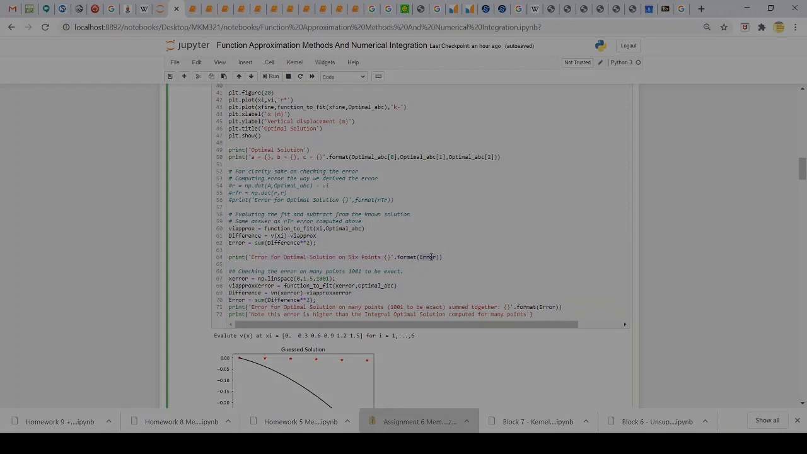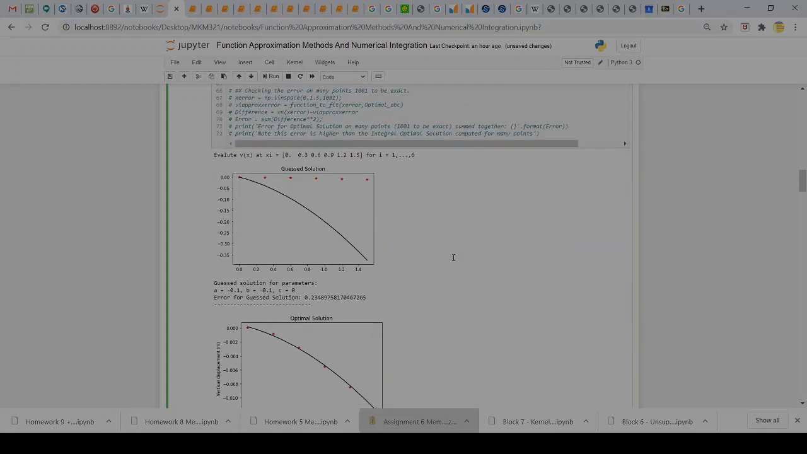And then what I do is, later on, I'll also plot the error on the 1001 points, if I make the points more. But for now, let's focus on the 6 errors, 6 points. Okay. So if I do that, this is my guess solution. This is what it's supposed to be. The error is quite large.